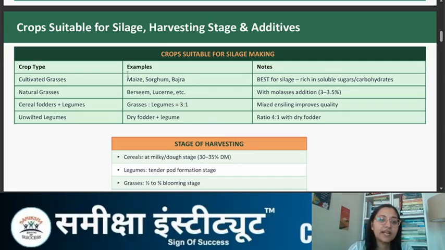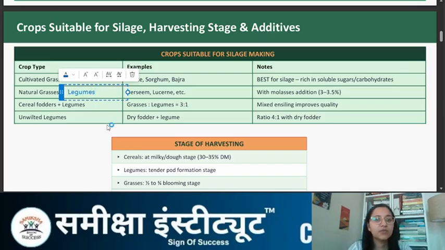Then cultivated grasses: maize, sorghum, bajra are very good grasses for fermentation, so best for silage. Maize silage is the best silage, and oat hay is best. These are best for silage, rich in soluble sugars, carbohydrates. Soluble sugars, very important. Then berseem, lucerne. Not natural grasses, these are legumes basically. So here it should be written legumes.